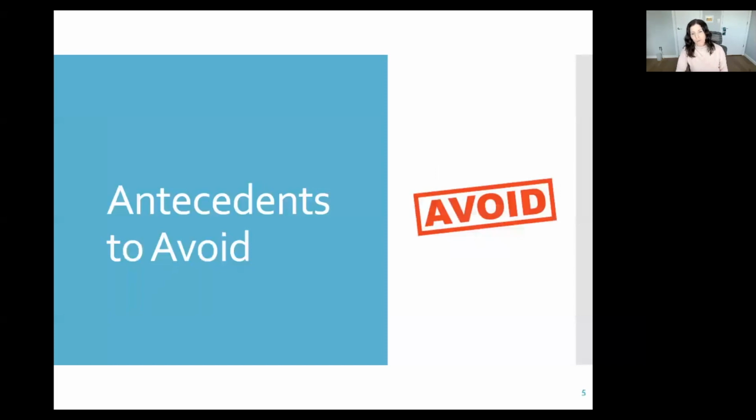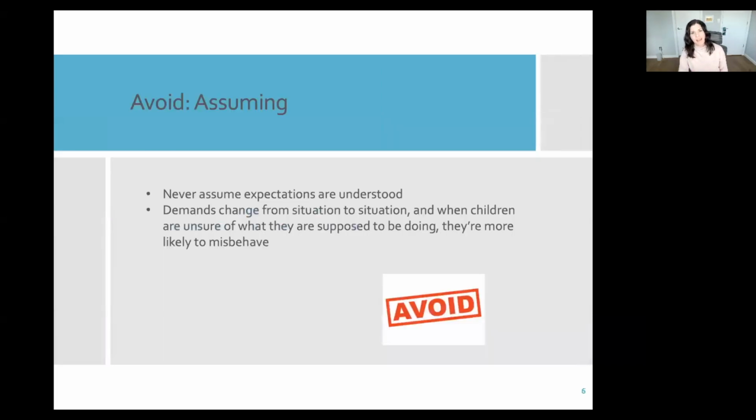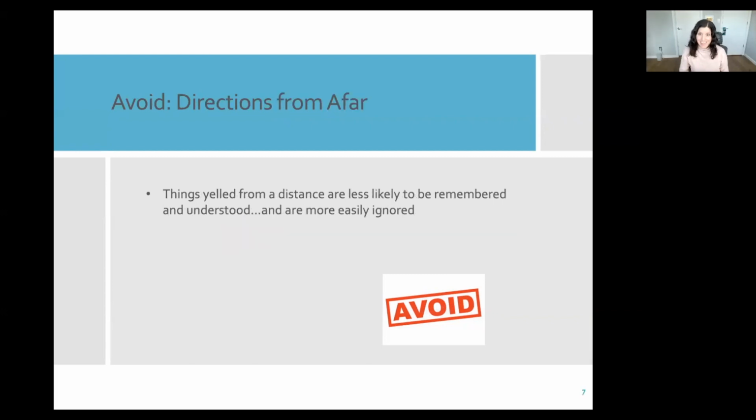So antecedents that we want to avoid: assuming. Never assume your expectations are understood. Demands change from situation to situation, and when children are unsure of what they're supposed to be doing, they're more likely to get it wrong or misbehave. So avoid giving directions from afar, easier said than done for parents these days who are wearing many hats and are extremely busy. But when we yell things from a distance, upstairs or in the next room, it's less likely to be remembered and acknowledged.